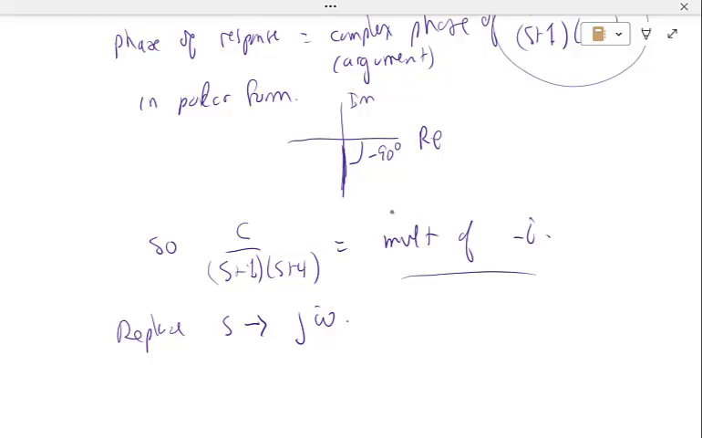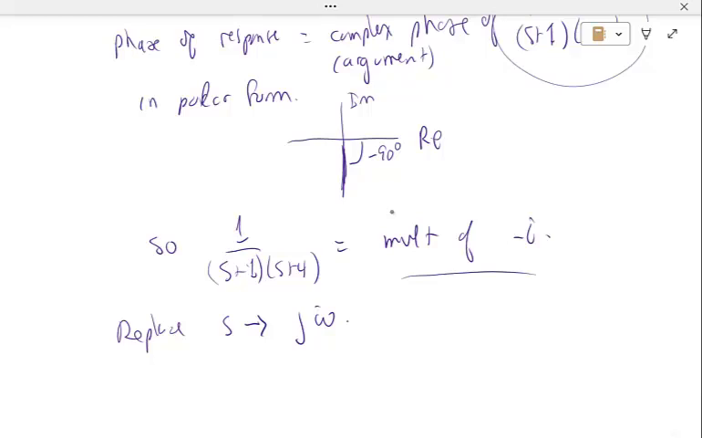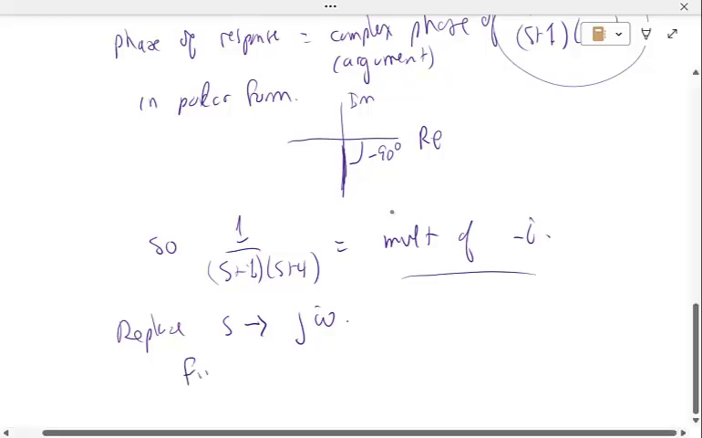So you're going to have to put that in here, and then you want to find out, and since the C is positive and real, we don't even need that. We can just say if this has a multiple of minus j. So what you want to do is replace this here and find omega such that your result is pure imaginary. And the imaginary part is negative.